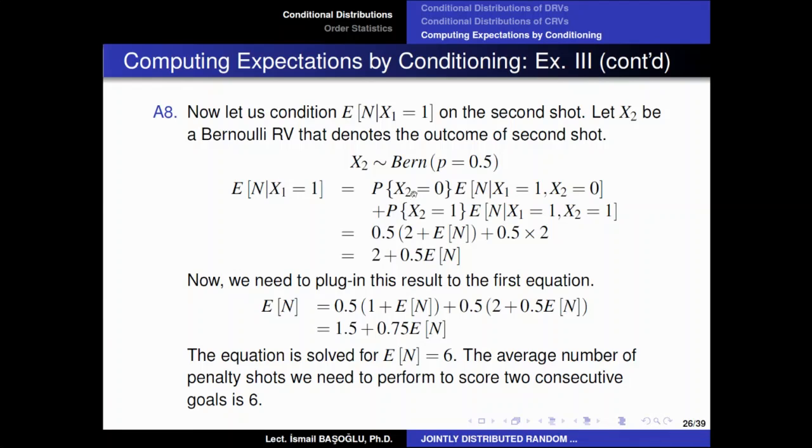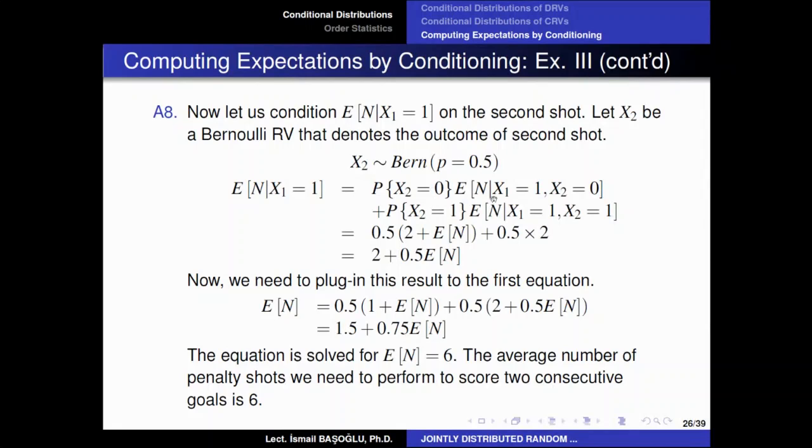The probability of my second shot being a miss times the conditional expectation of the number of shots that I need to perform, given that I score in my first shot but I miss in my second shot, plus the probability of my second shot being a score times the conditional expectation of the number of shots I need to take, given that my first shot is a score and my second shot is also a score. Now, I know that the probabilities on my second shot are also 0.5 and 0.5.